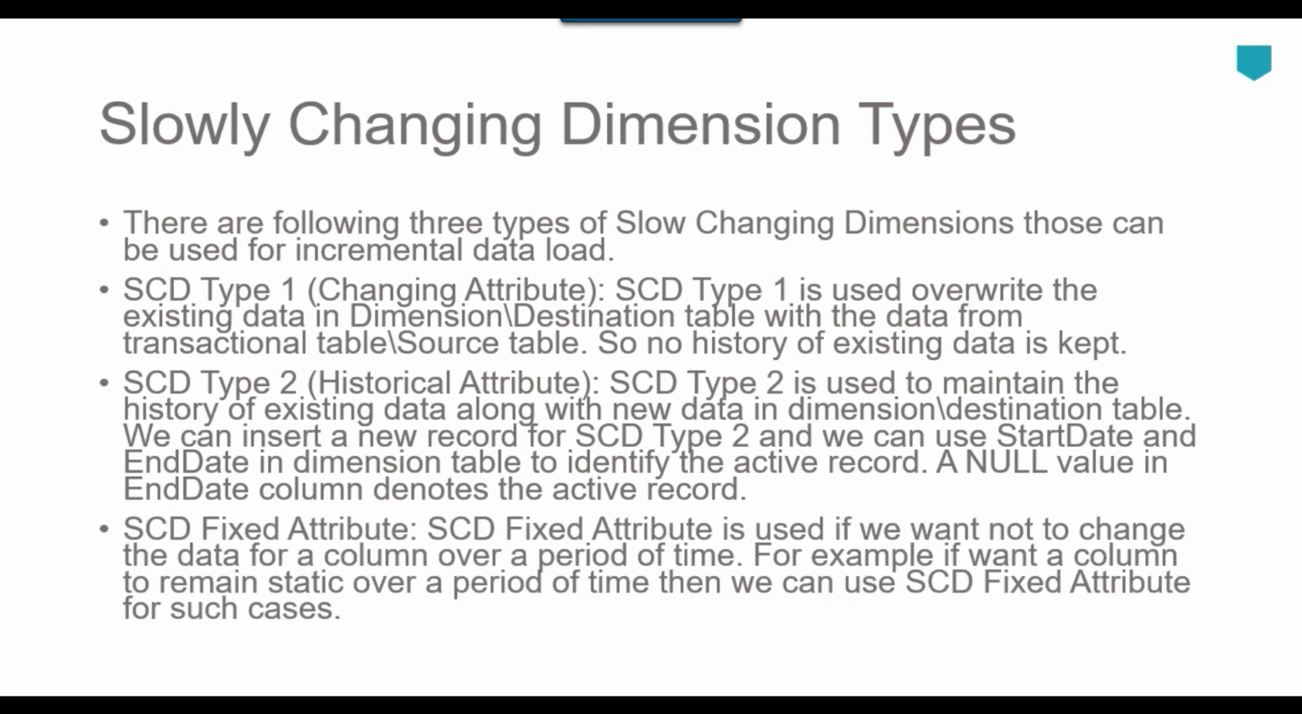The last one is the SCD fixed attribute. The fixed attribute is used if we do not want to change the data for a column over a period of time. For example, if you want a column to remain static over a period of time, then we can use the SCD fixed attribute for such cases. So we will see all the three cases in our demo. So let's jump to the demo.